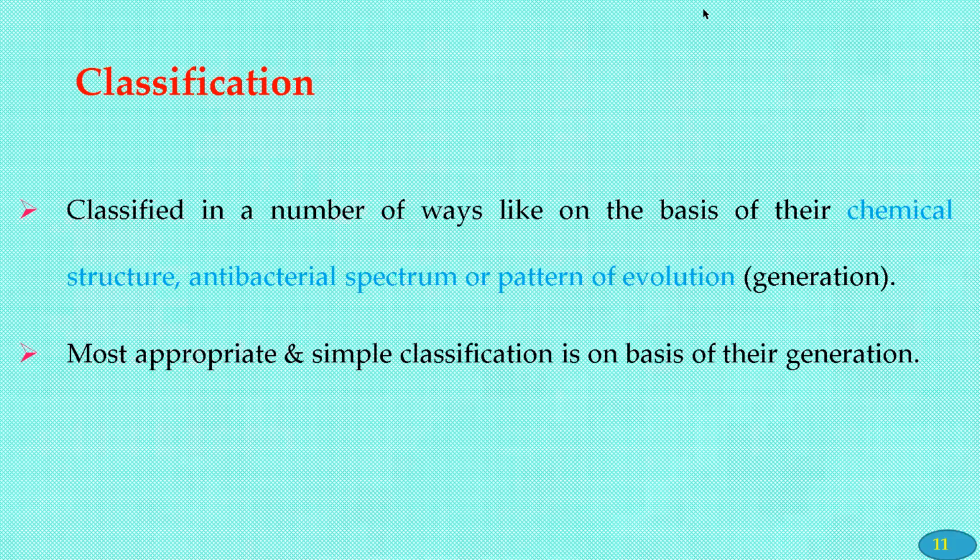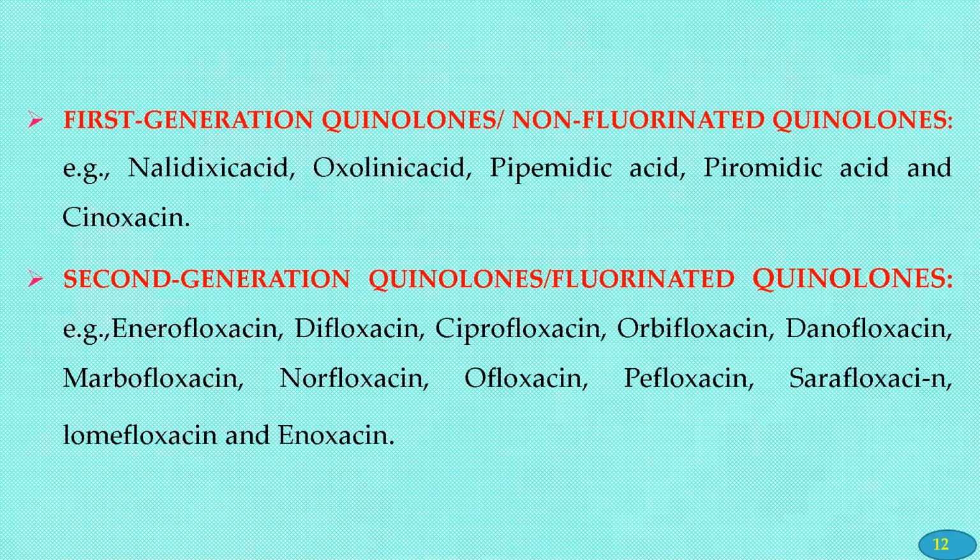And coming to the classification, one needs to remember that these drugs can be classified in a number of ways, either by chemical structure, antibacterial spectrum, or pattern of evolution, that's the generation: first generation, second generation, etc. The most appropriate and simple classification is based on generation, because it's very easy to put all these drugs in a single category. So they are categorized as the first generation quinolones, also known as the non-fluorinated quinolones.